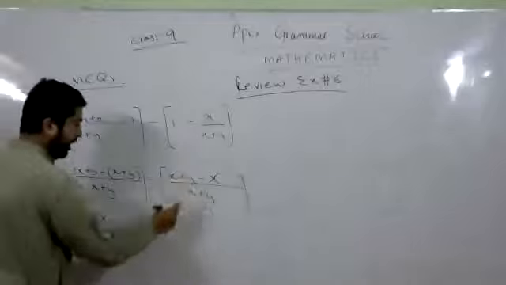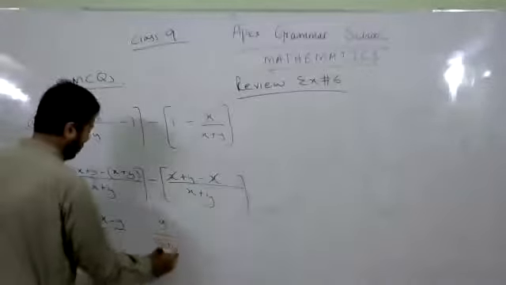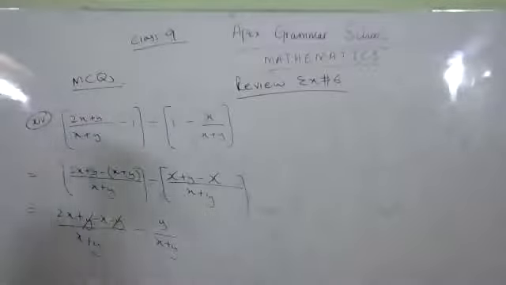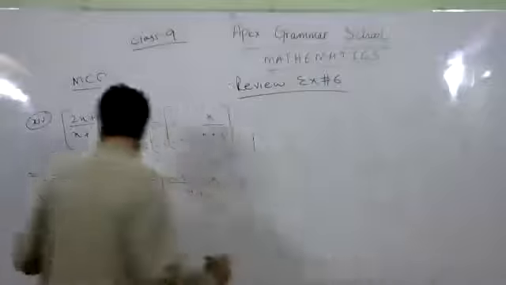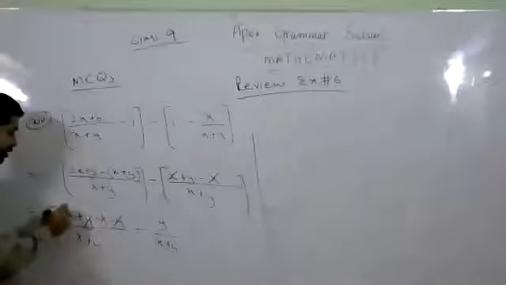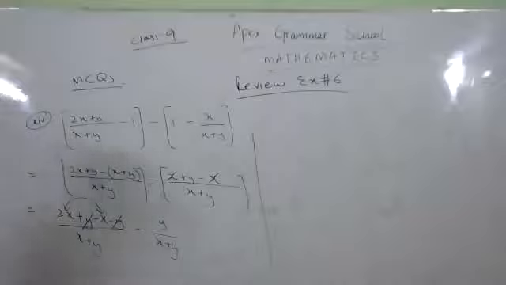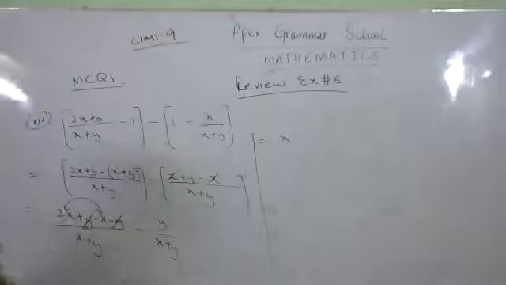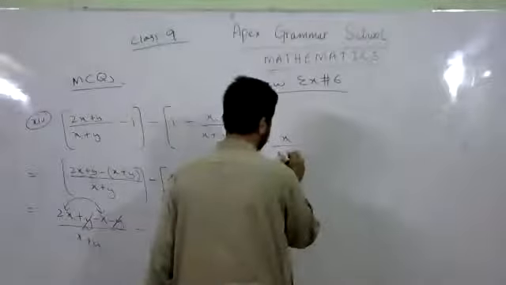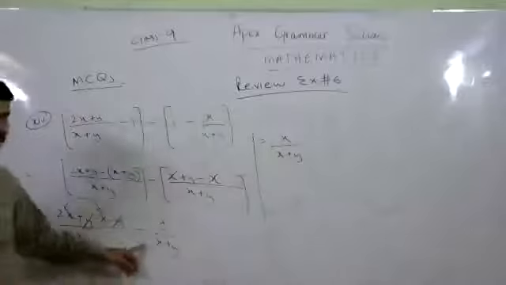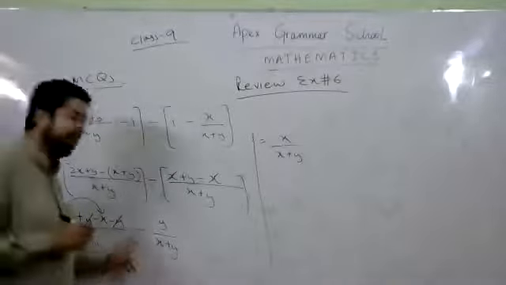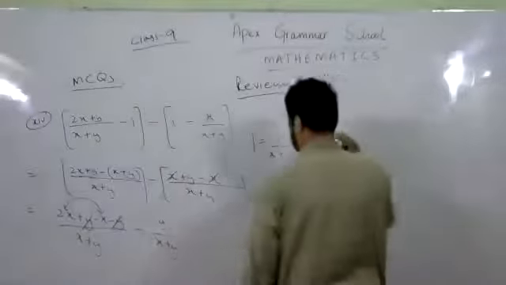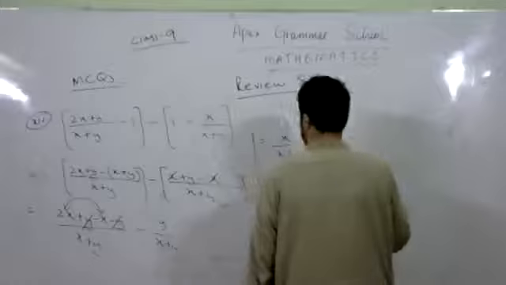Divide y divided by x plus y. This y will cancel this negative y, and you are left with 2x minus x. So 2x minus x means 1x, and in the denominator you are left with x plus y. After that, the divide sign, but you need to convert this divide sign to multiply sign, and invert them: x plus y over y.